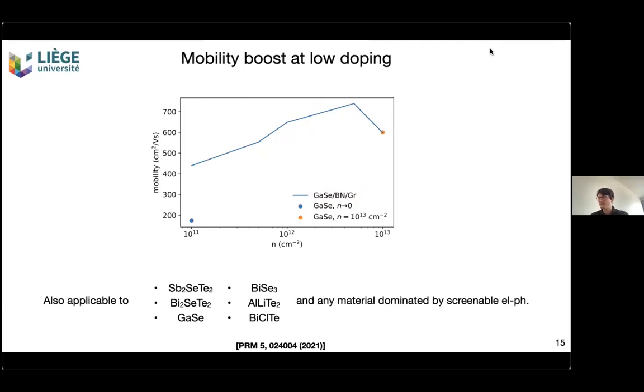So this is like a simple way to keep the mobility high, and this is relatively general. It's also applicable to all those other materials I mentioned quickly a few slides ago, and in general to any material that is dominated by screenable electron-phonon interactions.